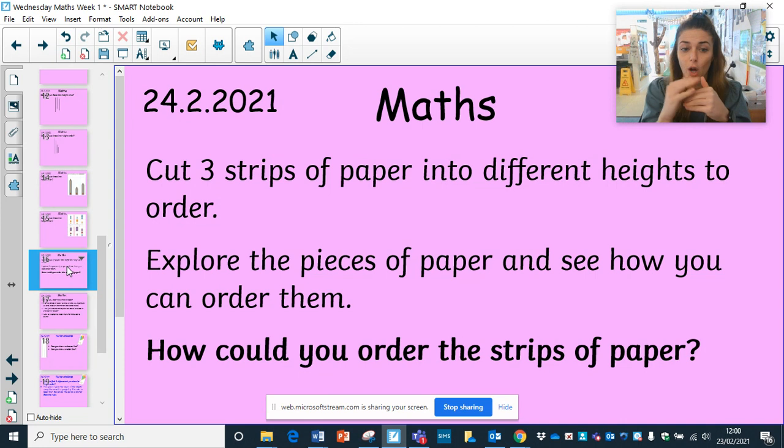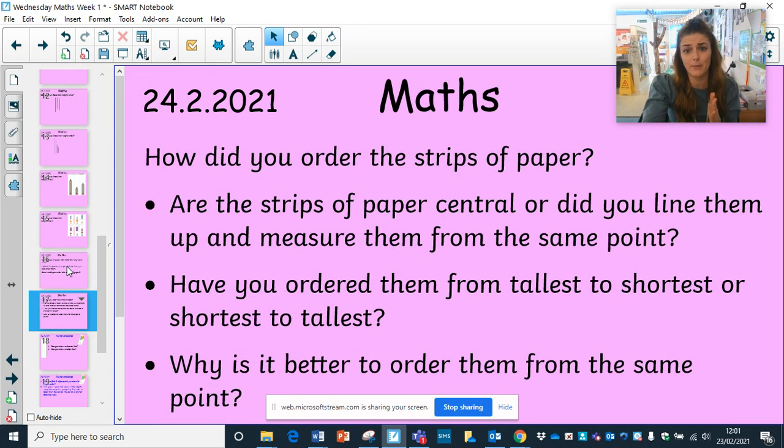So there should be different heights, so make sure they are different heights that you cut them into, and then can you explore them, move them around, order them, think about putting them central and then moving them around, so when they go central then maybe making sure then they're from the same point. Okay, think about that, because then there's some questions to help you.